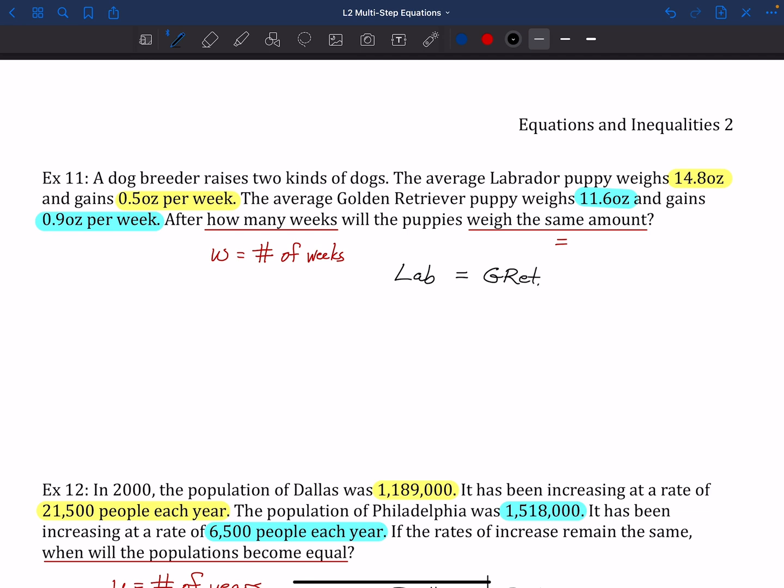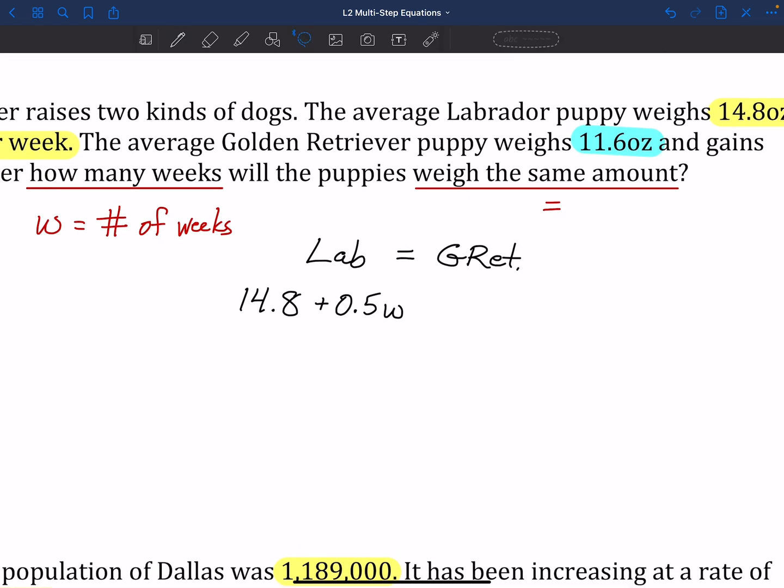Right? So on the Lab side, that's where we're going to put those numbers that I've highlighted for the Labrador, right? The 14.8 and the 0.5 ounces. So Lab is starting at 14.8 ounces and it's gaining 0.5 ounces per week, right? So we're adding on that 0.5 on that side. The trick here is that it's every week. So that means that that's where our W needs to fill in, right? Because we want to keep repeating that process every single week that goes by.